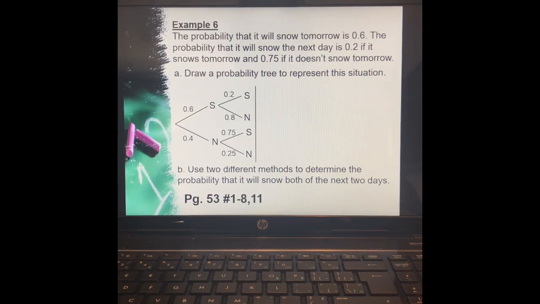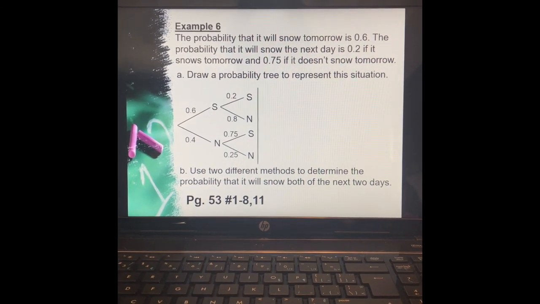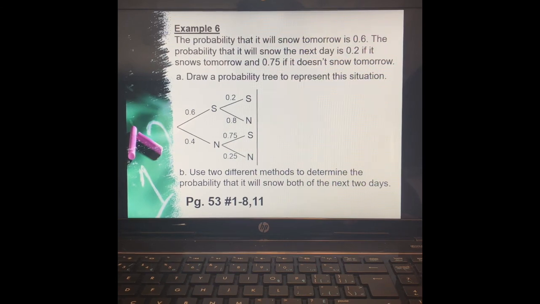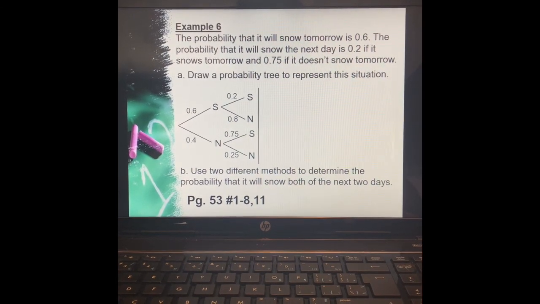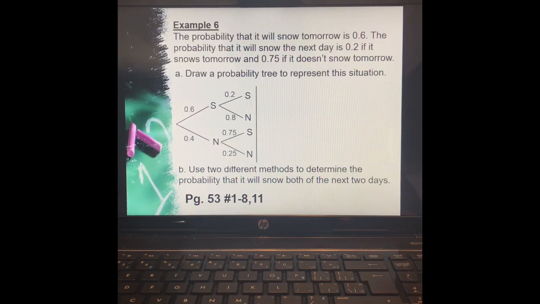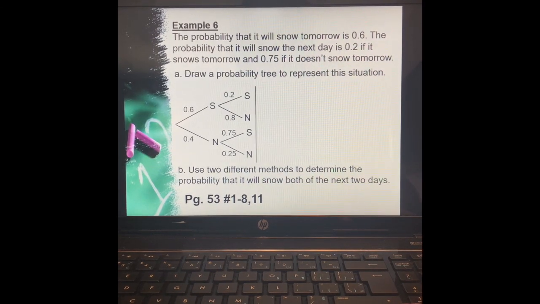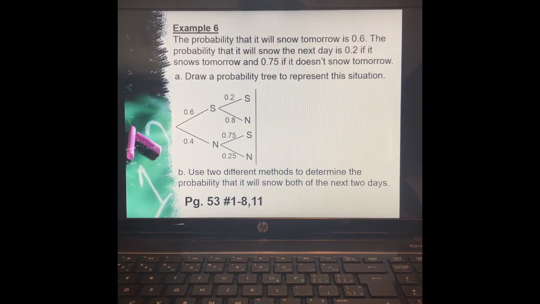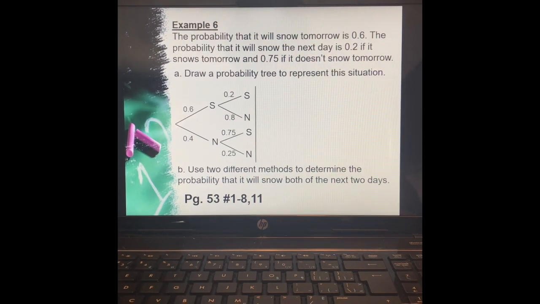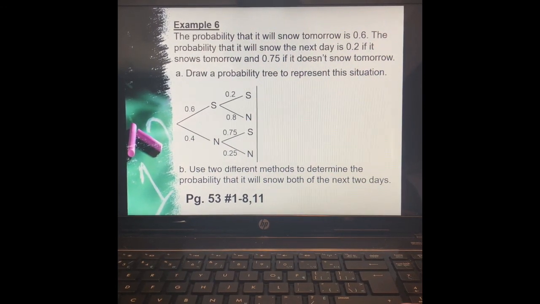Always following 1 minus, you know 0.8 is no snow. And then if it didn't snow tomorrow, that's the 0.4, because 1 minus 0.6 gives you 0.4. That gives you no snow. And then from there, it said 0.75 is the probability of snow the second day if it did not snow the first day. So 1 minus is 0.25, and you can fill in the values. Just remember, with the probability tree, if you've got a percentage or a probability for the one, you know 1 minus is going to give you the other if there's only two options.